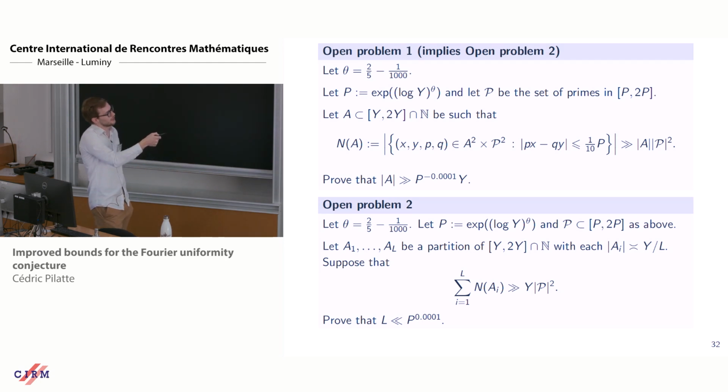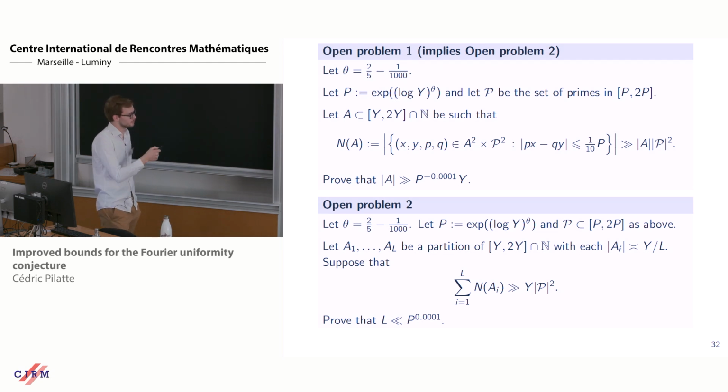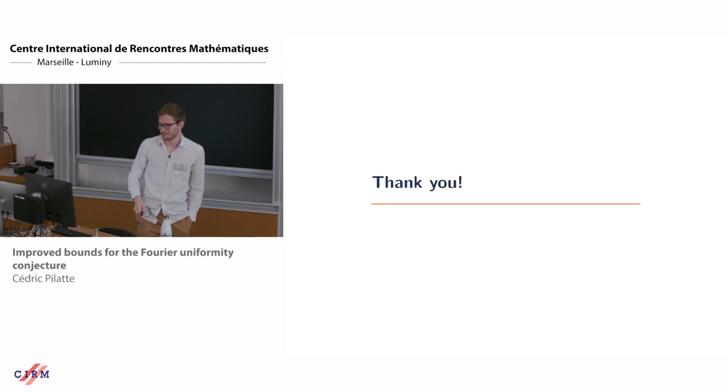And now we assume that, well, if you sum these quantities for every i, then you get something that's almost a trivial bound. And I'm asking you to prove that L is bounded by this small power of P. So this is exactly saying that each Ai is at least a small power of P times y. Thank you very much.